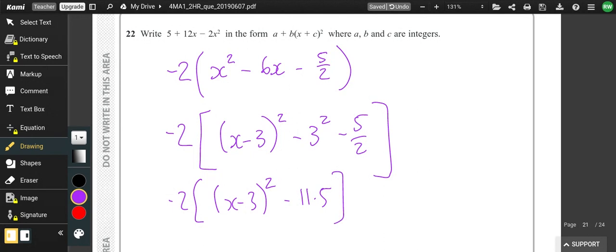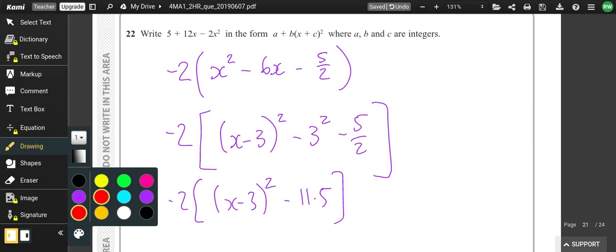And now I can multiply out these brackets. Up here I'll get minus 2 times minus 11.5 is positive 23, minus 2 brackets x minus 3 squared. Now, I just want to check this on the calculator because I can pretend that equals 0, and I get negative 2x squared, 12x, and 5.